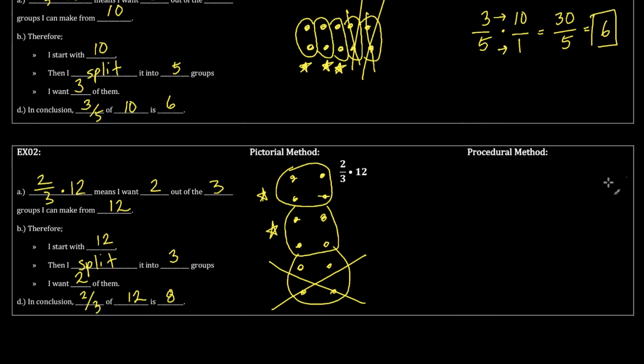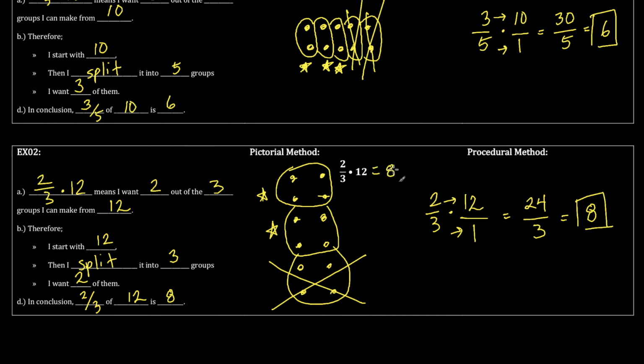Let's look at this last one. We did 2/3 times 12, so 2/3 times 12 wholes. Multiply across. 2 times 12 is 24. 3 times 1 is 3. How many wholes can I pull out? 3 times 8 is 24, so 8. And see how there's 8 here, and 8 here. 2/3 times 12 is 8.